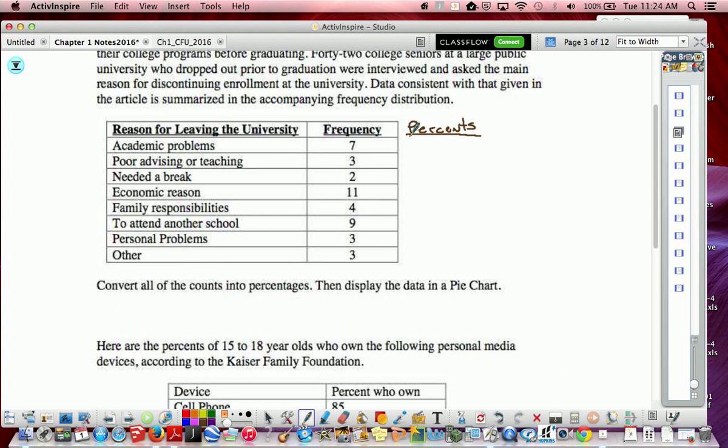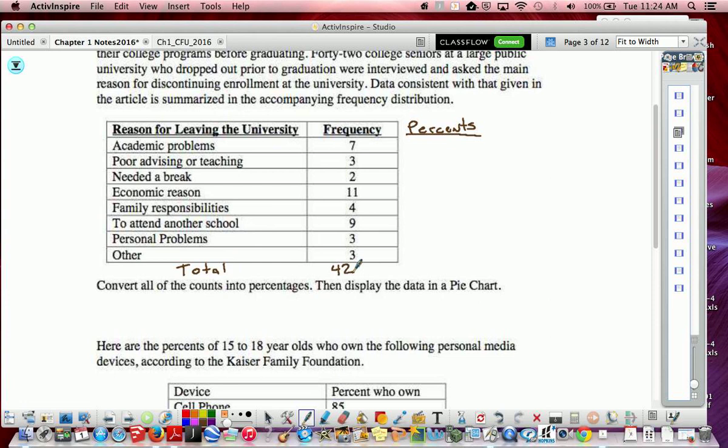So, in order to change them to percents, what do I first need? I'm sorry? Well, calculator may help too. The total. I need the total, don't I? I'm not given the total because percents are part of the whole. So I need to figure out how many students. Did they tell me in the article how many there were? Yeah. 42.